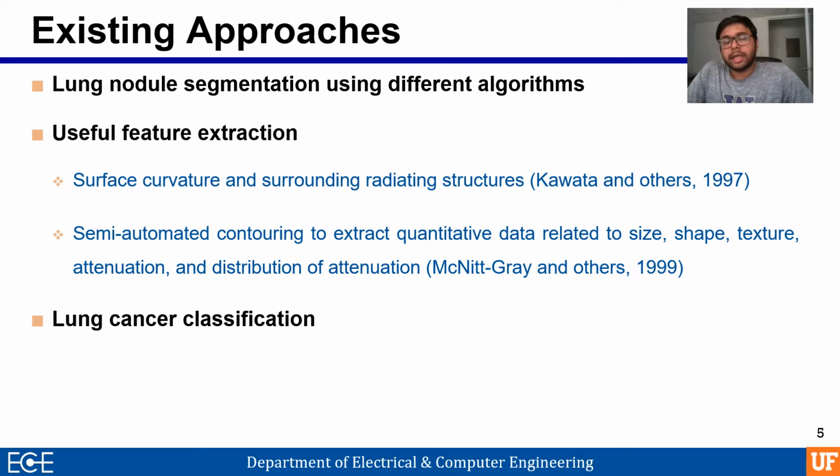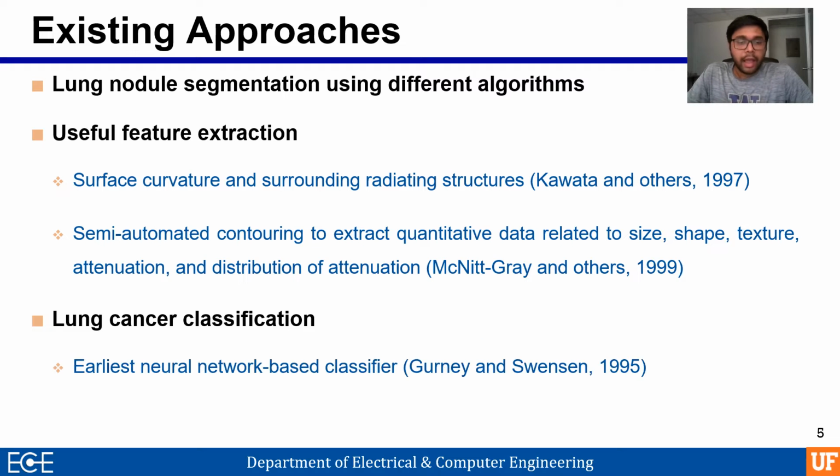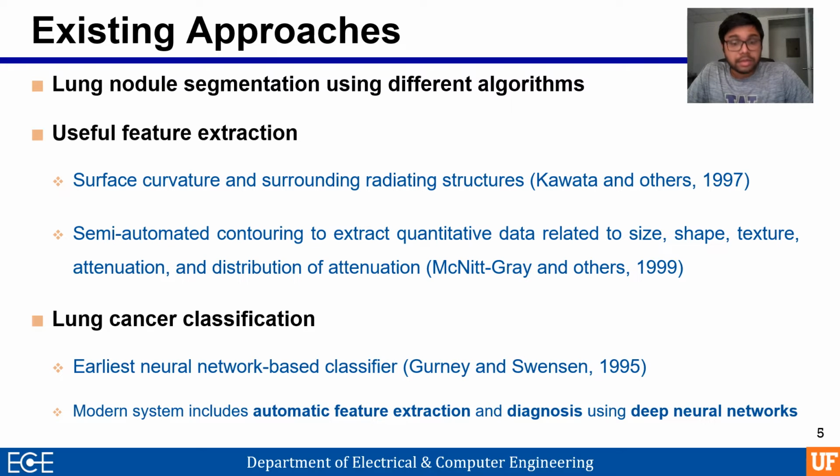Another step for the diagnosis of lung cancer is lung cancer classification, and this can be done by incorporating artificial neural networks. The earliest neural network-based classifier was developed by Garnier and Swenson in 1995. After that, more progress has been made, and modern systems include automatic feature extraction and diagnosis using deep neural networks, as computational power has improved more and more.